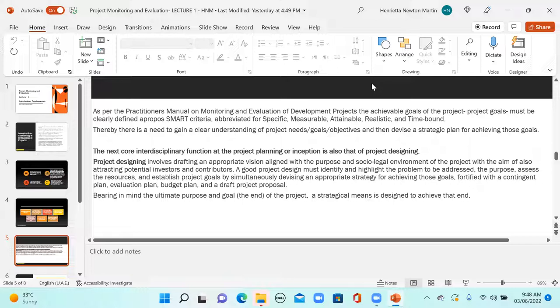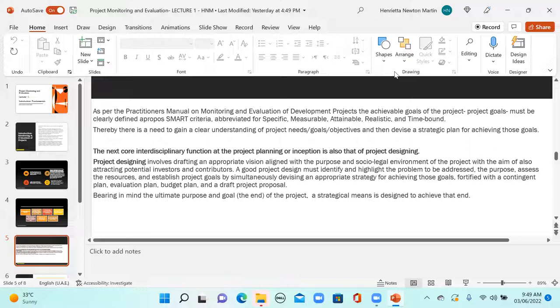It would highlight what the problem is, what has to be addressed, then what the purpose is, what the goal to be achieved is. They would assess the resources that are available, and then add it in the project design charter or whatever report they're preparing. And they would establish project goals, define clearly what the goals and milestones to be achieved are, and then devise an appropriate strategy. Strategizing is a very important part of a project, planning and strategizing.